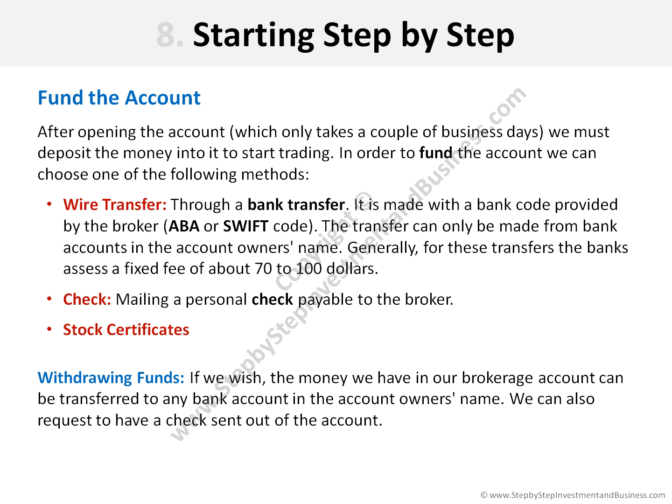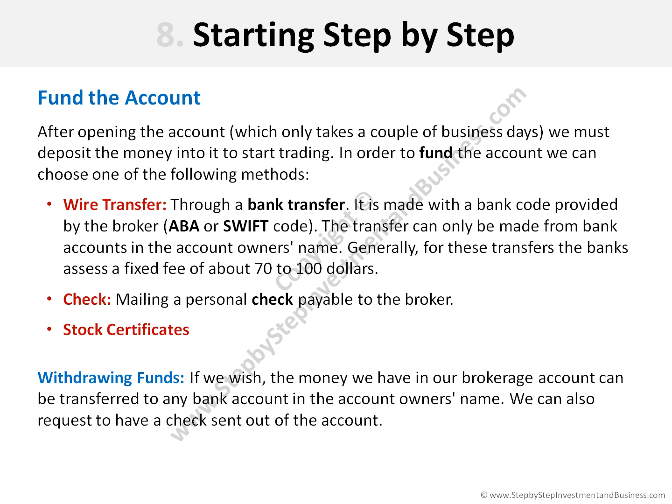After opening the account, which only takes a couple of business days, we must deposit the money into it to start trading. In order to fund the account, we can choose one of the following methods. By wire transfer. This is through a bank transfer. It is made with a bank code provided by the broker. It is a code called ABA or SWIFT. The transfer can only be made from bank accounts in the account owner's name. Generally, for these transfers, the bank assesses a fixed fee of about $70 to $100.